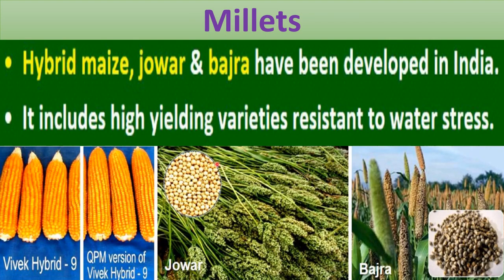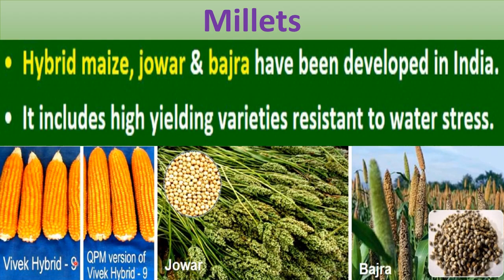Next is an example of some millets, that how the different varieties of millets were produced by plant breeding, and how plant breeding has helped us to produce different types of crops, different good varieties of crops. So hybrid maize, jowar and bajra have been developed in India by the breeding of different varieties. Okay, it includes high yielding varieties resistant to water stress. So all the good qualities in one breed.